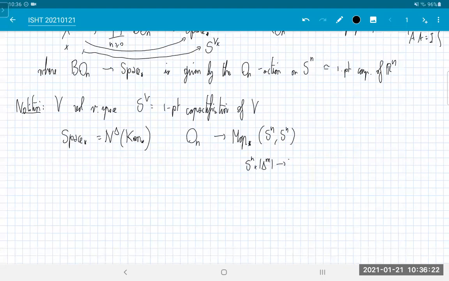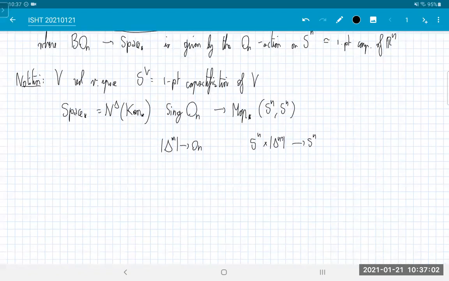Remember, this was the Kan complex whose n simplices were maps like this. And this preserves composition. This is actually a map of topological monoids, well, sorry, of simplicial monoids, since I define it only as a Kan complex. So let me be super precise, putting Sing. I have a map from the topological delta n into ON, and I want to get a map from Sn times topological delta n to Sn that preserves the base point at each stage.